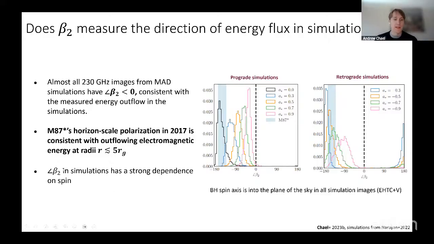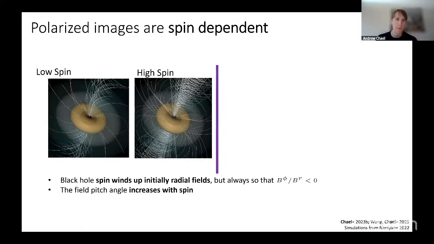We also see here that the angle of beta-2 in the simulation has a strong dependence on the black hole spin. So for example, as we go up in black hole spin, as we make the black hole spin more rapidly, the angle of beta-2 goes from minus 180 degrees closer and closer to 0. And this is also something which is relatively easy to understand in the simple cartoon picture. The spin dependence of polarized images is essentially related to how fast magnetic fields are winding up.